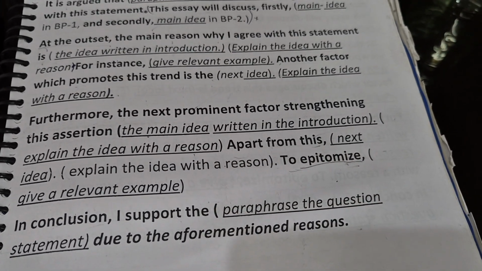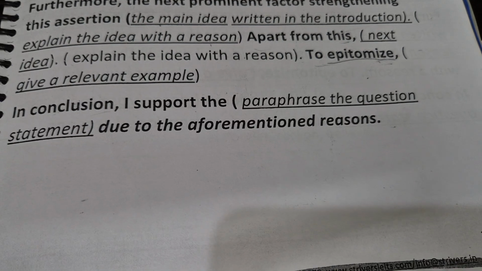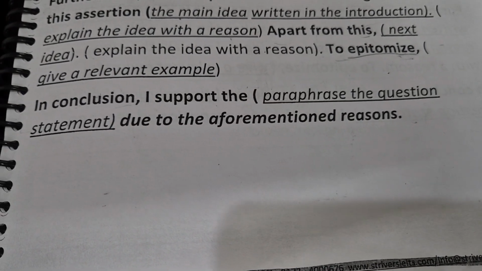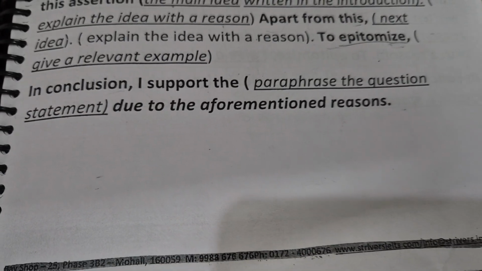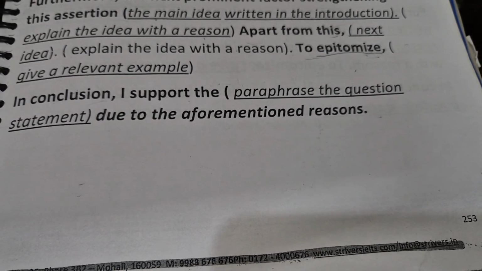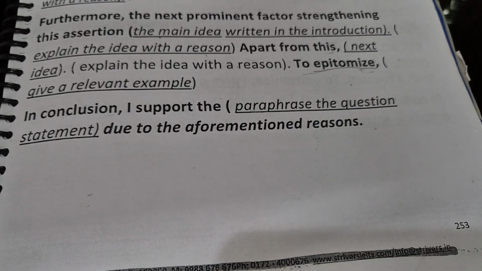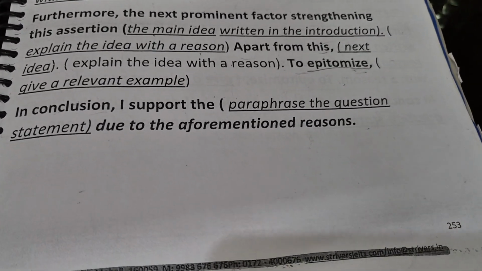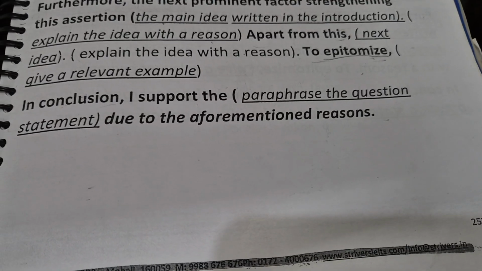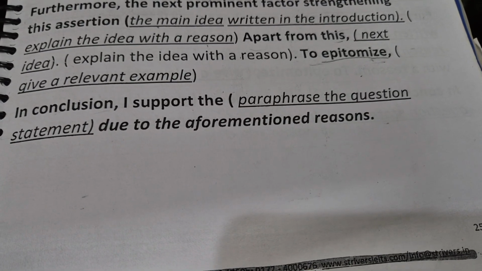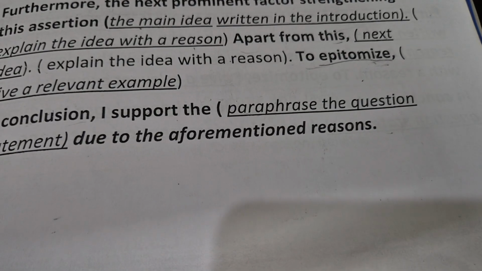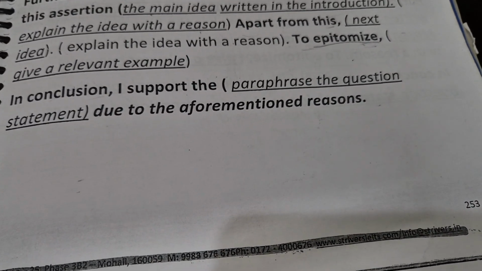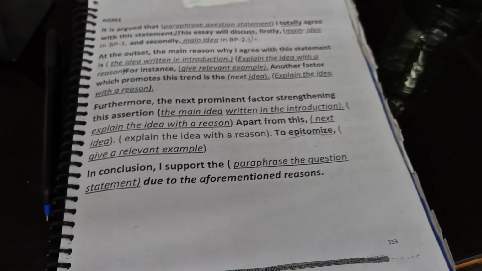After completing both BPs, you'll leave one line and then you'll summarize the whole point in conclusion. So the connector is in conclusion, and then you'll summarize whatever you have said in both BPs. 4 points you have given, 2 in BP1 and 2 in BP2. You will summarize them in brief basically. You don't have to write the complete thing. You can just say, I support the question statement due to the aforementioned reasons. And that's how the task 2 should be done.